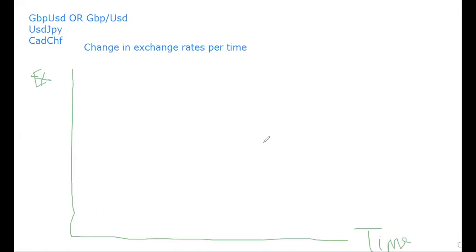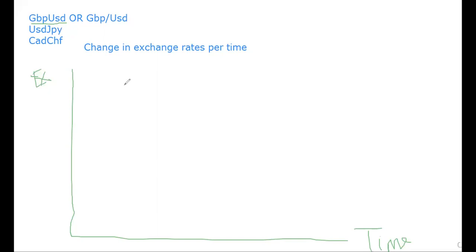All right, so what you observe is this. In a chart of GBP USD, remember we are talking about foreign exchange. So what we are trying to understand is how often people are exchanging GBP, which is Great British Pounds, for USD, which is short for United States dollar. JPY is short for Japanese yen. CAD is short for Canadian dollar. CHF is short for Swiss francs.